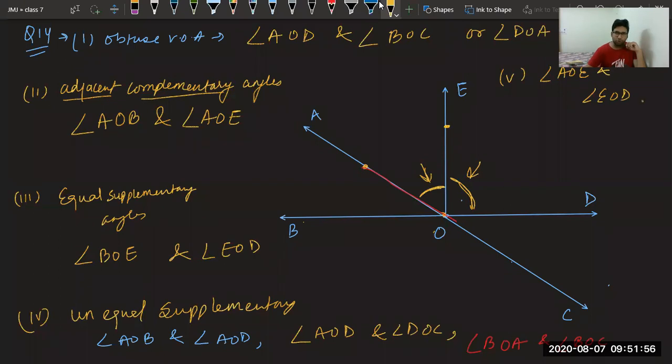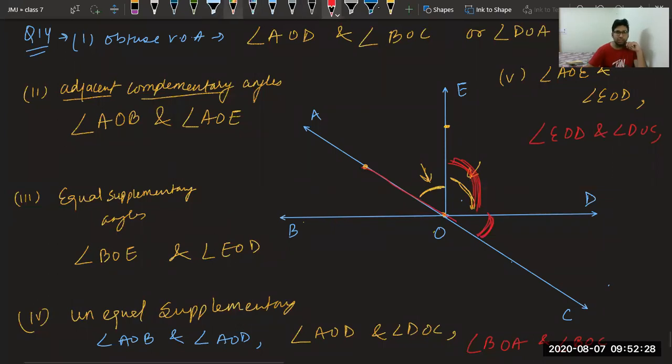Second pair, all of you please try. We can say the second pair is EOD and DOC. They are also adjacent angles and they are not forming a straight line. Angle EOD and angle DOC. Third pair, is there any third pair also? Please help me. BOA and BOC? Beta, BOA and BOC are forming. Yes, beta, you are correct.